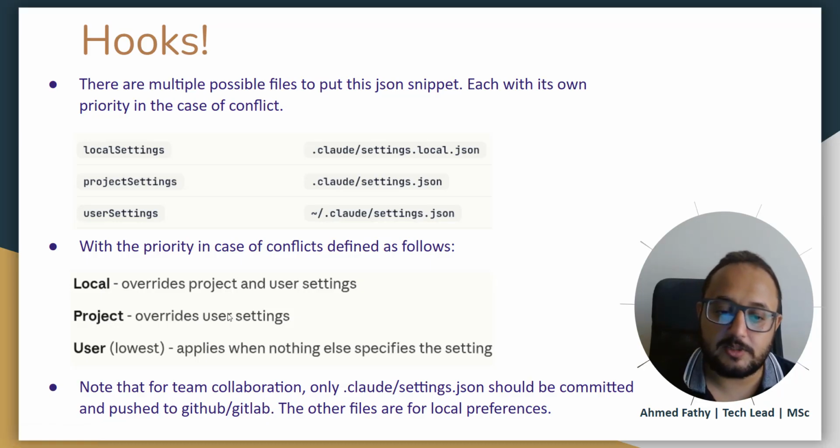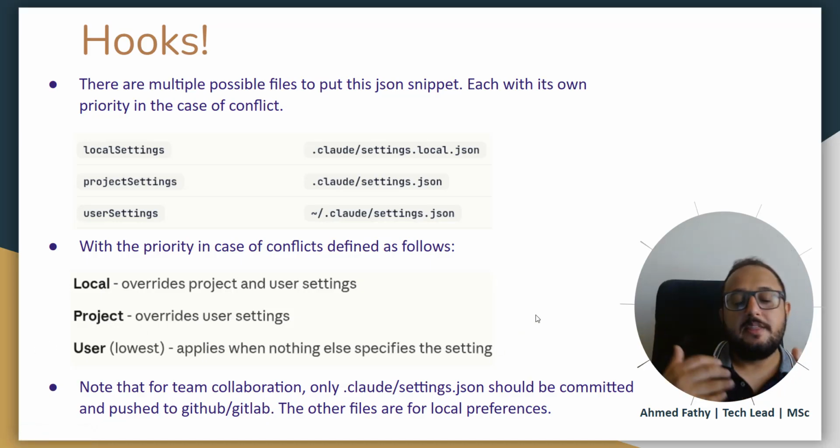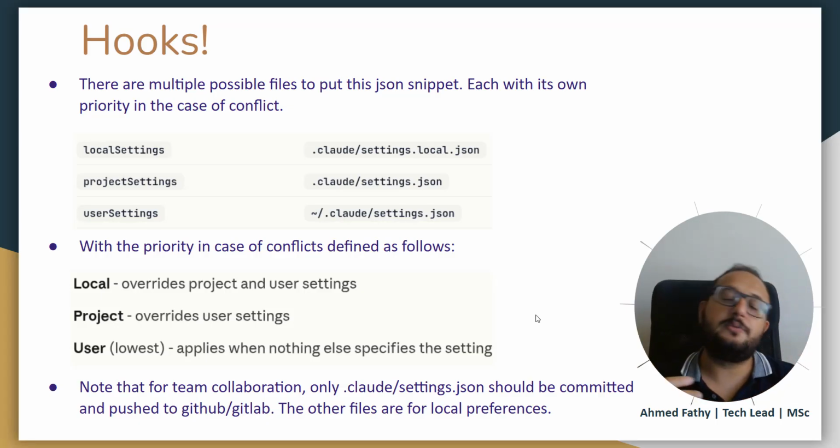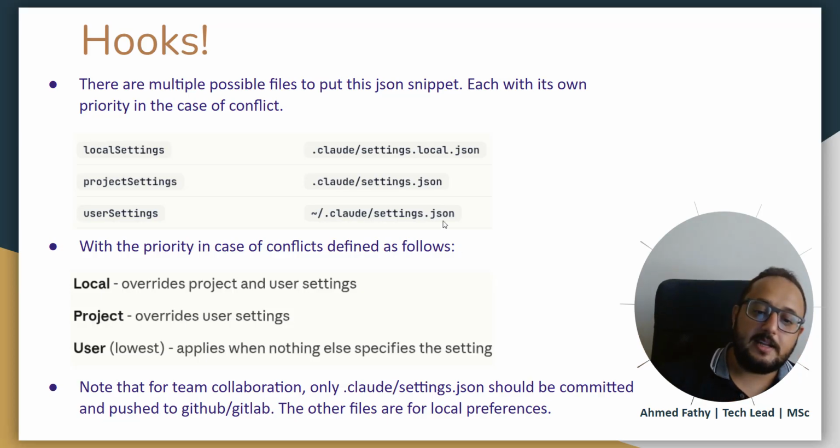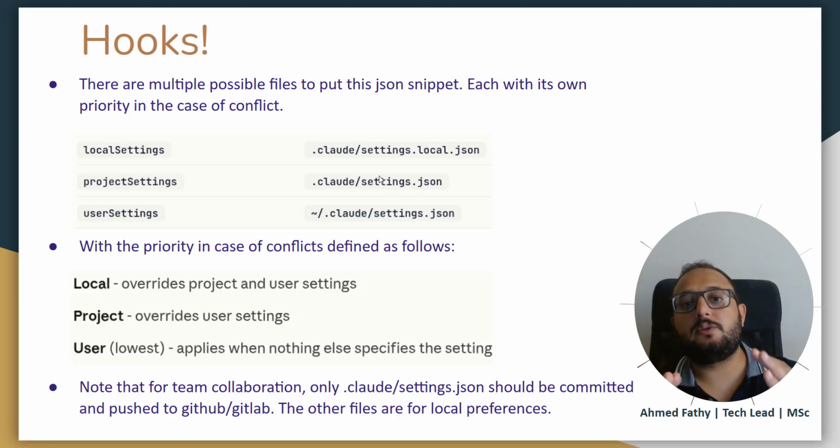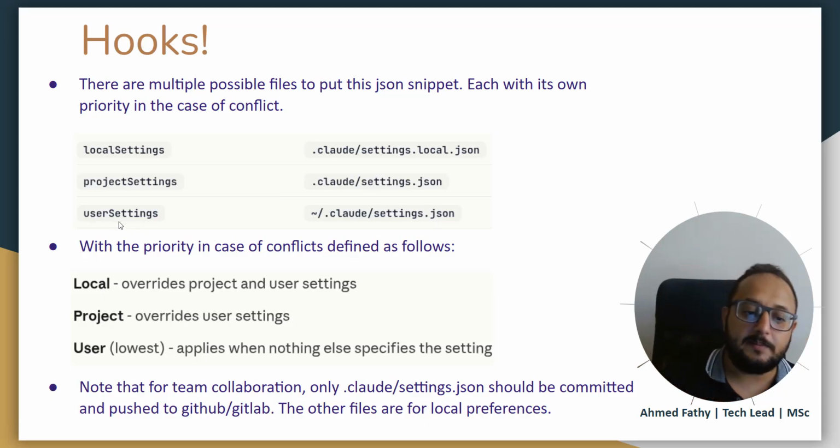Project overrides user settings, and user applies when nothing else specifies the settings. So this is really in order to make your workflow easier and to facilitate working with teams, right? Generally in a project, you can have this file, and this file can be version controlled and pushed to remote. So this is really specific to this one project.